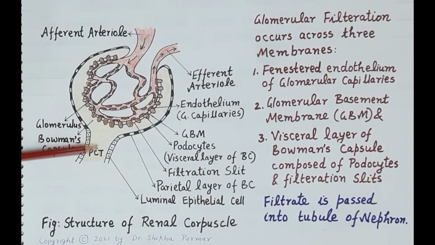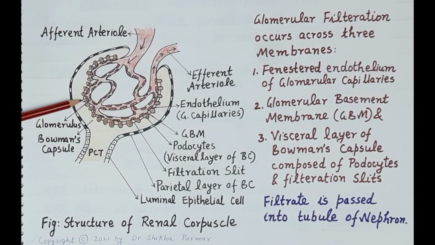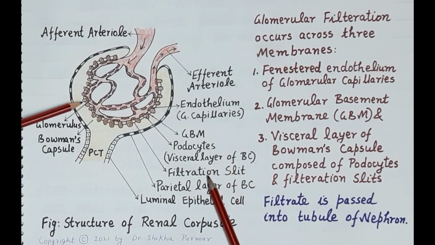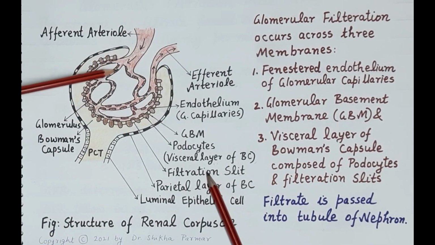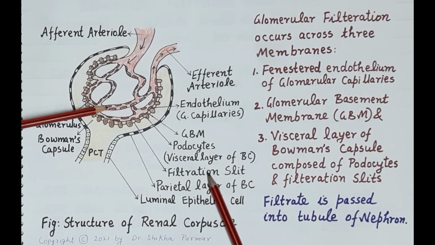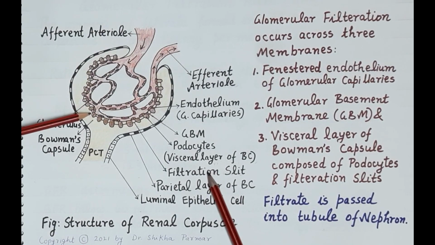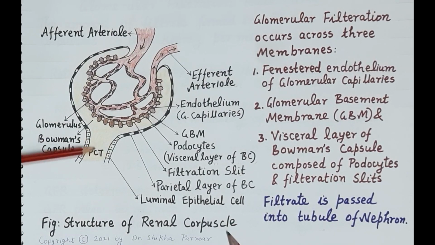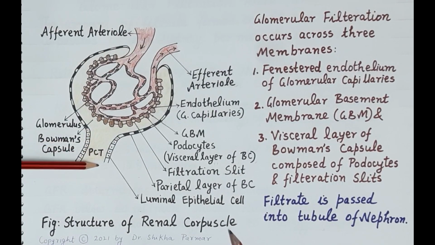Now this Bowman's capsule is made up of two layers. The inner layer is called the visceral layer and the outer layer is called the parietal layer. Now the inner layer is made up of specialized cells called the podocytes, and in between the podocytes are present the filtration slits. So the blood in the glomerulus passes through the pores of the glomerular capillaries, then it passes through the glomerular basement membrane, then the blood is filtered by the filtration slits, and finally the filtrate is passed into the lumen of the nephron or in the tubule of the nephron.